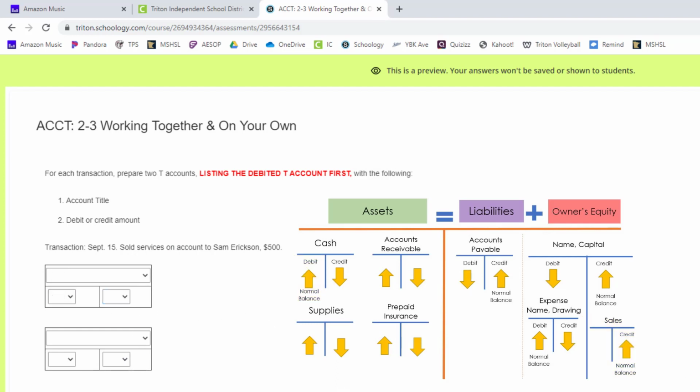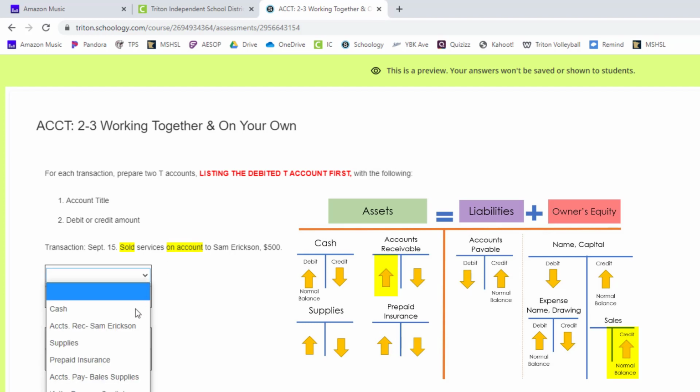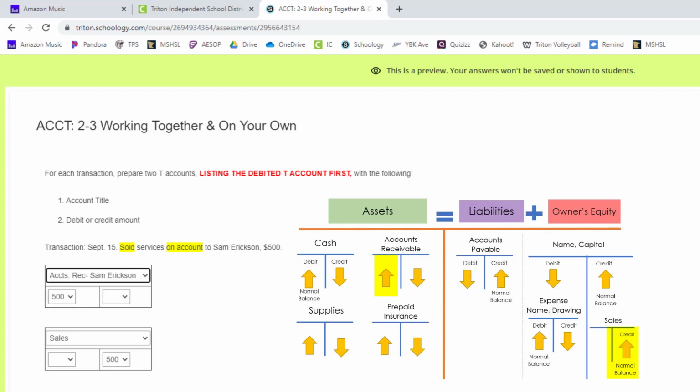The next transaction says sold services on account to Sam Erickson. So here's my keyword sold. And here's my second keyword on account. So sold matches sales. Sales is always a credit. So I'm going to put it on the bottom. Credit's on the right. That means this top one has to be a debit on the left. And then I have the keyword of account. So I've either got accounts receivable or accounts payable. When I sell something, I should receive money for it. So it's accounts receivable.